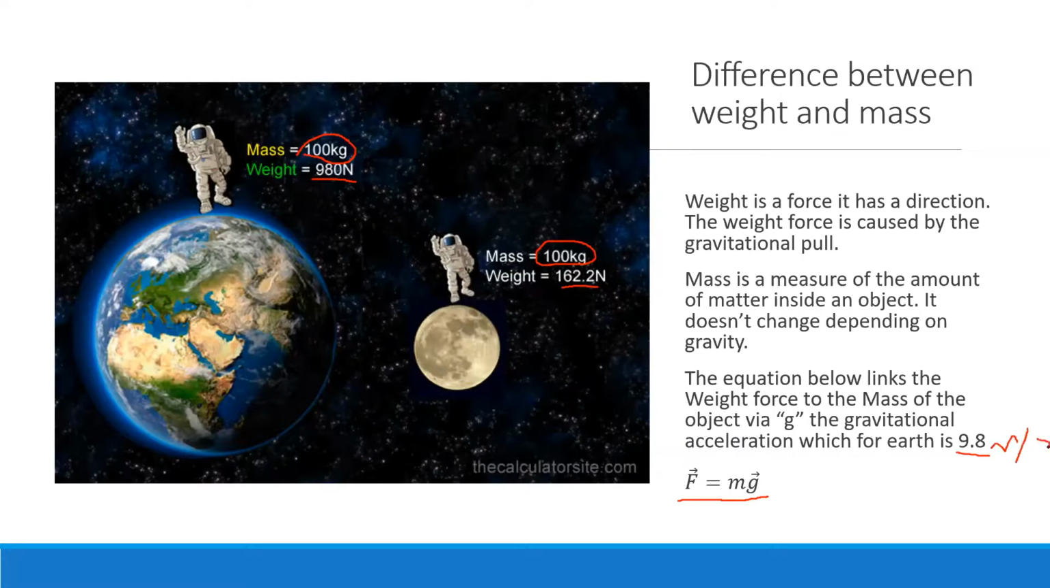Oh crap, I shouldn't try this. Meters per second squared.